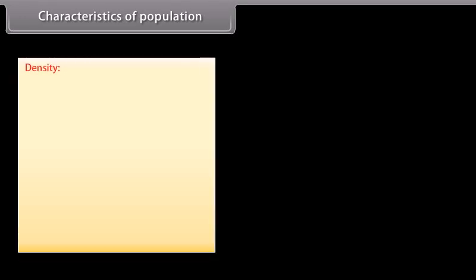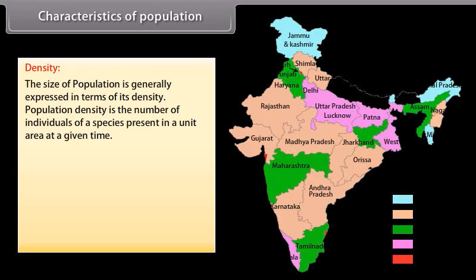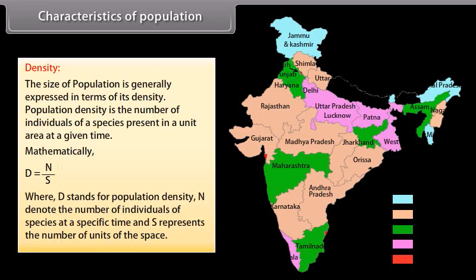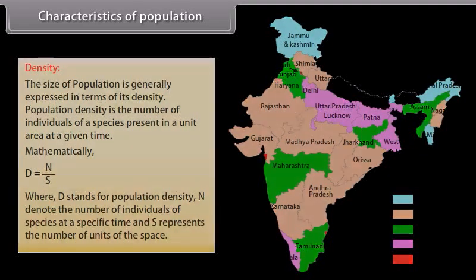Characteristics of population. Density. The size of a population is generally expressed in terms of its density. Population density is the number of individuals of a species present in a unit area at a given time. Mathematically, D equals N upon S, where D stands for population density, N denotes the number of individuals of a species at a specific time, and S represents the number of units of space.